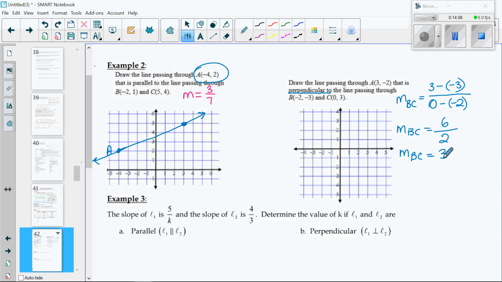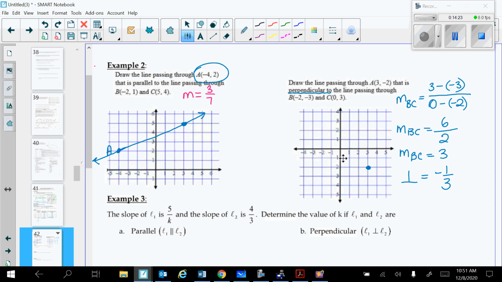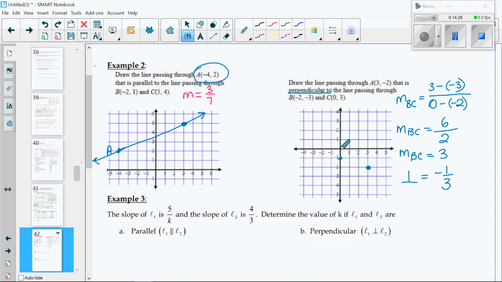If my slope is perpendicular, okay, so the perpendicular slope, it's the negative reciprocal, it'll be -1 over 3. Okay, so point A is at 3, -2. And its slope is -1 over 3, so I'm going to go up 1 over 3. And then I'm going to join my points. And my line should look like this.